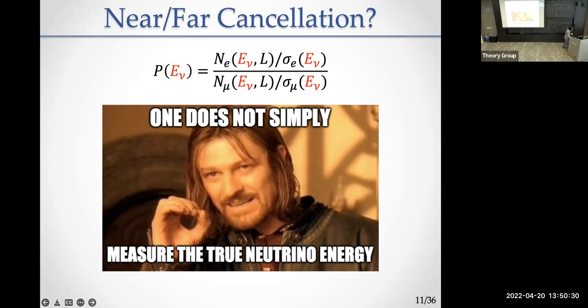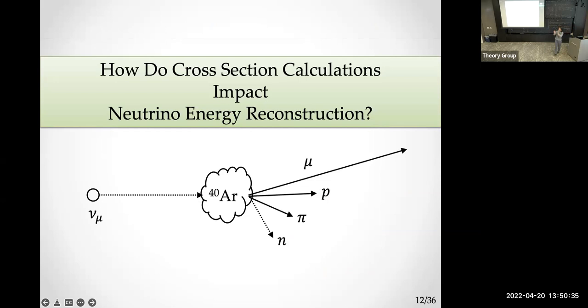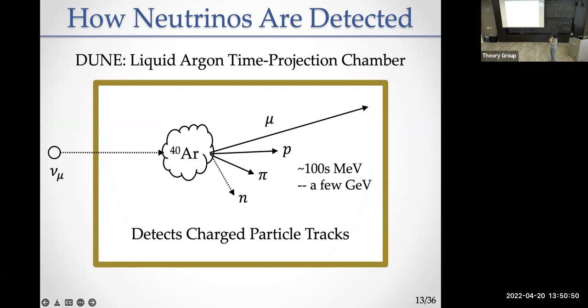Okay, so the more important question from the previous slide is that it's crucial to see how cross-section calculations actually affect energy reconstruction. So now we have to talk about detectors. From a theorist's view, to first order, this is how most neutrino detectors work. You have a large uniform box of something, and you can see basically all charged particles above thresholds.